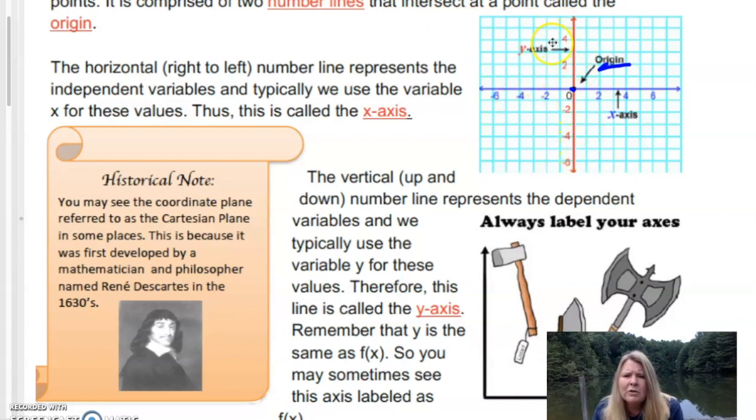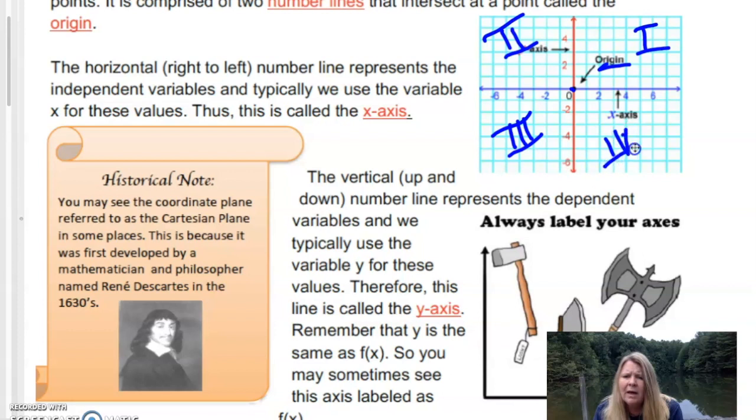But sometimes you may see it also called f of x, because remember, output we can also call f of x. So a couple other little things that are not in your notes, let's just jot them in. Remember, that's your first quadrant. It goes counterclockwise: your second quadrant, your third quadrant, your fourth quadrant.